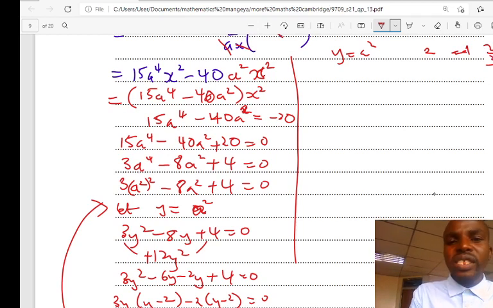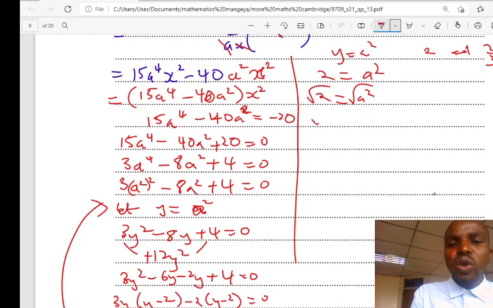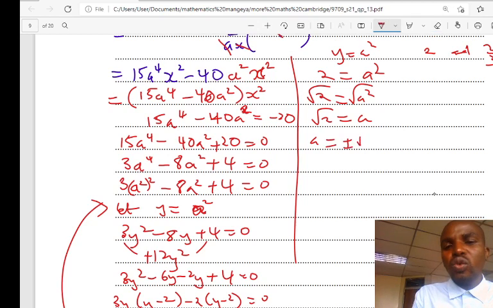So you can put 2 here, is equal to a squared, and you want the values of a, right? Then to get rid of the square, you put square root on both sides. So square root of 2 is equal to a, which means a is equal to plus or minus square root of 2. The square root of a number is plus or minus.